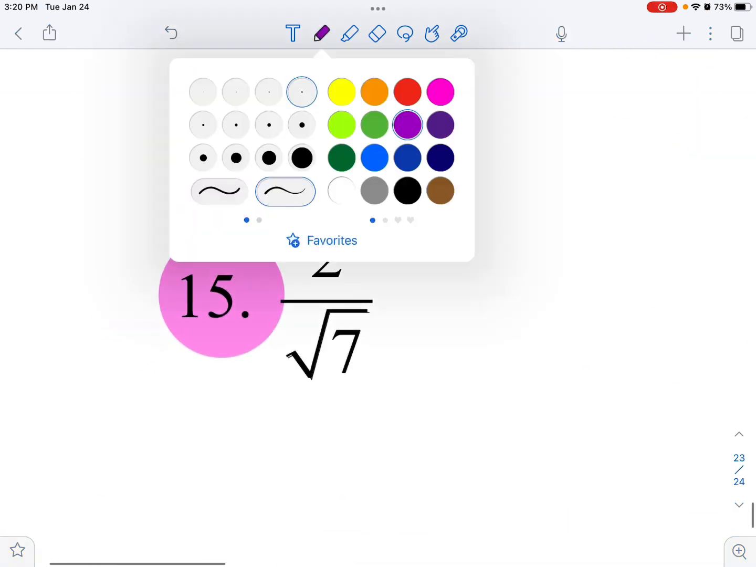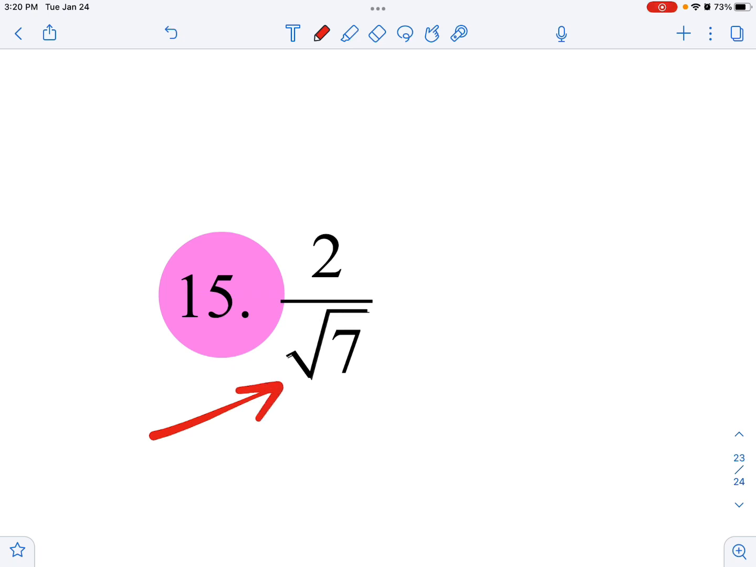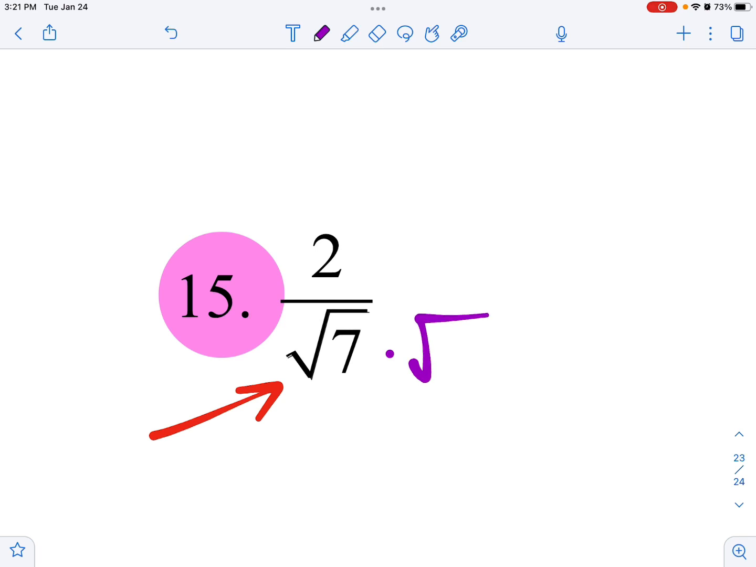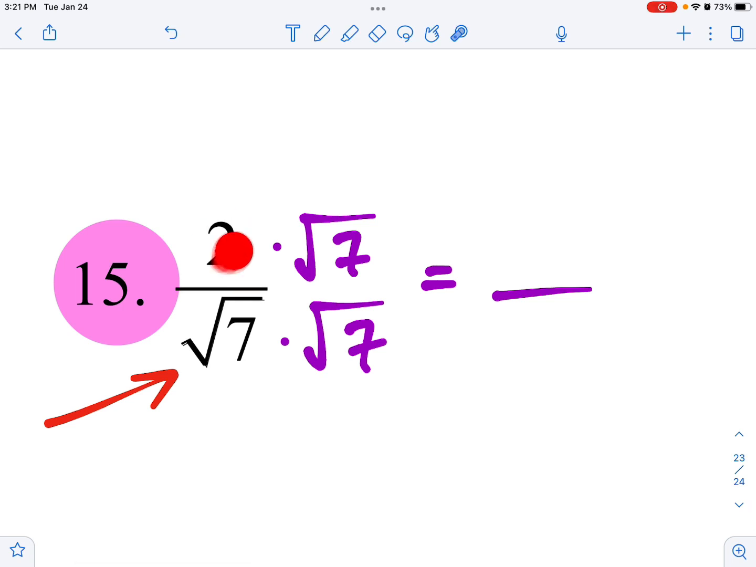Remember the rule about not being able to leave a radical in the denominator. That means you can't leave a square root like this in the bottom of a fraction. So how do we get rid of it? We times radical 7 on the top and on the bottom. And you just have to be careful about doing that because this is a whole number and this is a radical number and you can't times them together. So we just write them right next to each other. 2 radical 7.